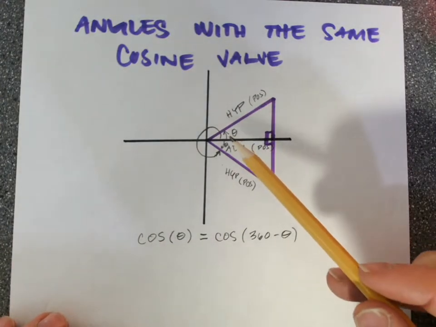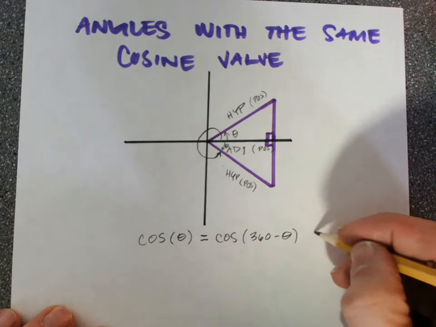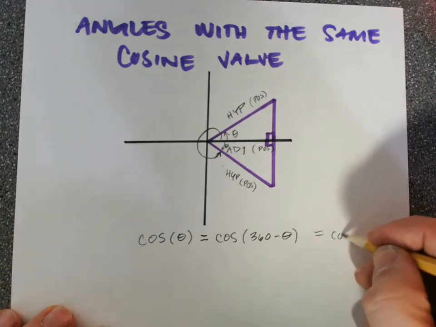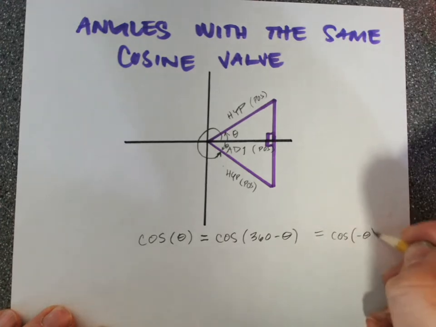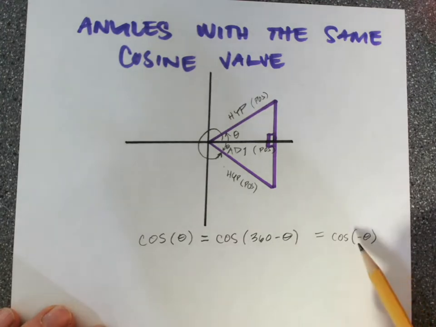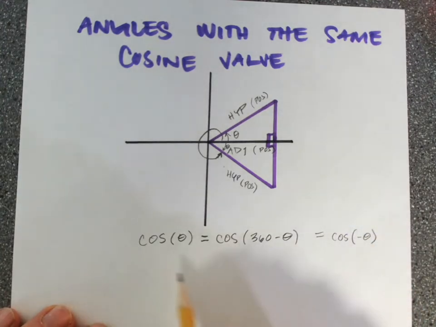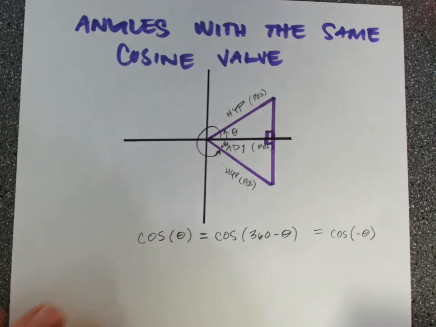You can see, though, how we could also say that this would be equal to cosine of negative theta, although that's typically not used since we're oftentimes trying to avoid negative angles. So this first equality is usually the formula.